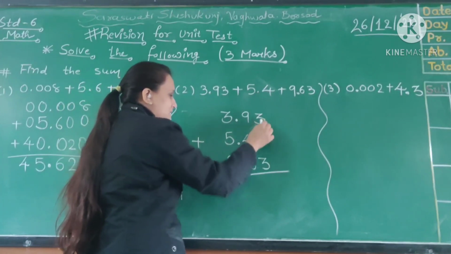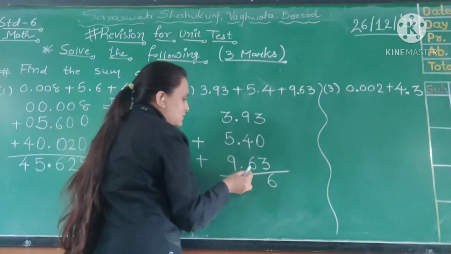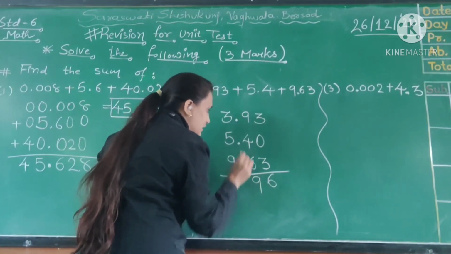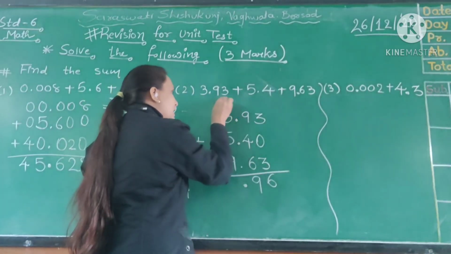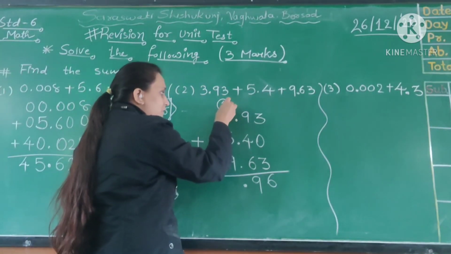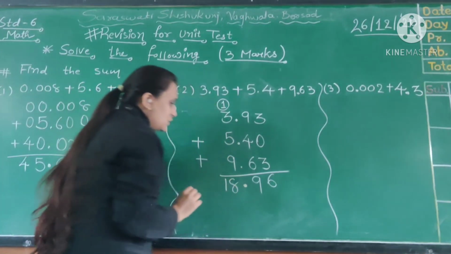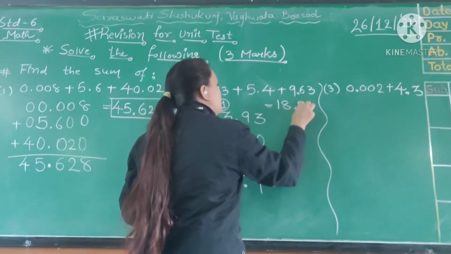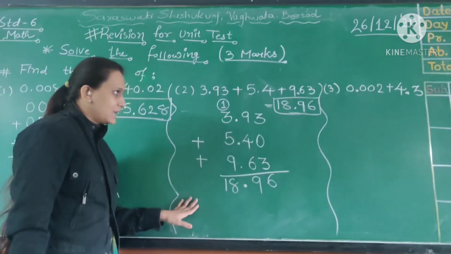3 plus 0, 3. 3 plus 3, 6. 9 plus 4 plus 6: 6 plus 4 is 10, 10 plus 9 is 19. Then after this comes the decimal. Since 19 is there, we have to take a carry over. So 3 plus 1, 4. 4 plus 5, 9. 9 plus 9, 18. So the answer of the addition is 18.96. So this is the second number.